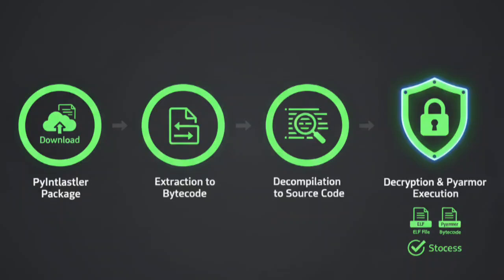Stage 3. Decompilation to source. The process then moves to decompilation, where the bytecode is turned back into Python source code. However, security researchers can't simply read this, as the malware has added one final, complex layer of defense.